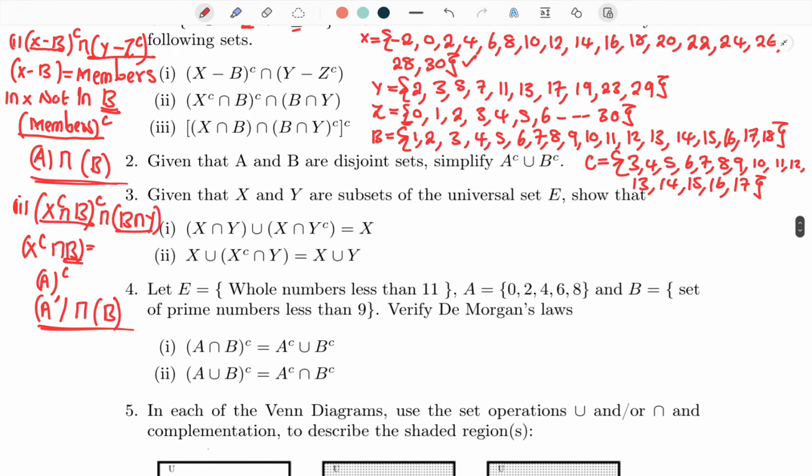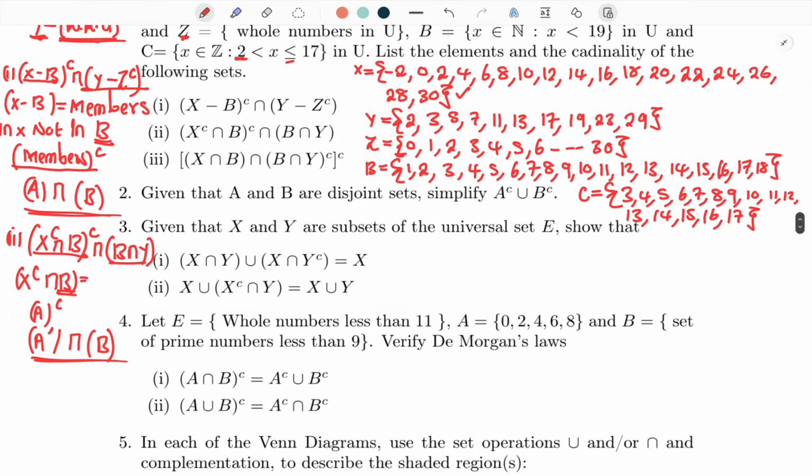How about the last one? How do you simplify it? Okay, how do you simplify the last one? To simplify the last one is actually very simple, because you have X intersection B, right? And then they say intersection B there, intersection Y. Then they say complement, and then they say complement. Now, here what you are supposed to do is actually very simple, because this complement is affecting everything.